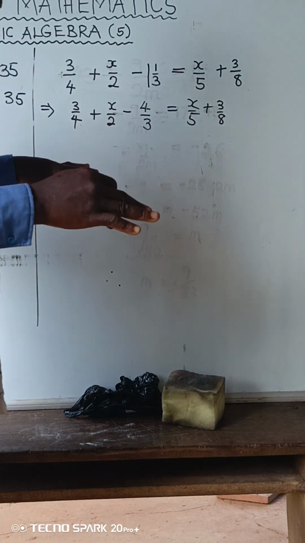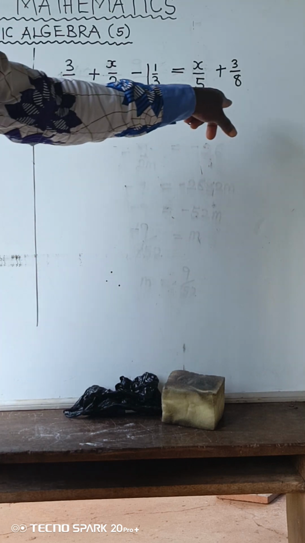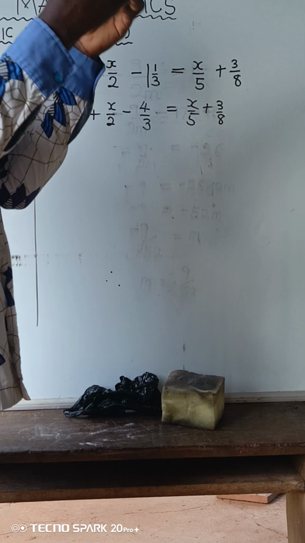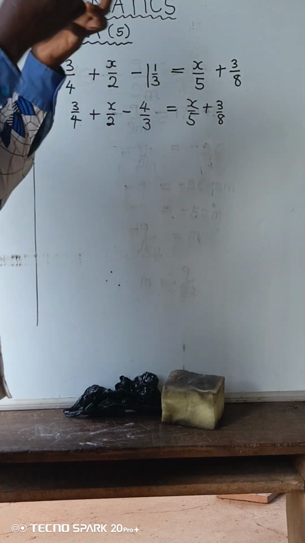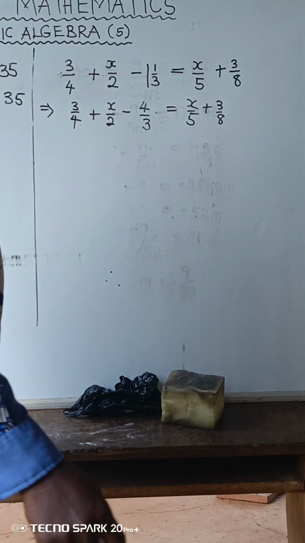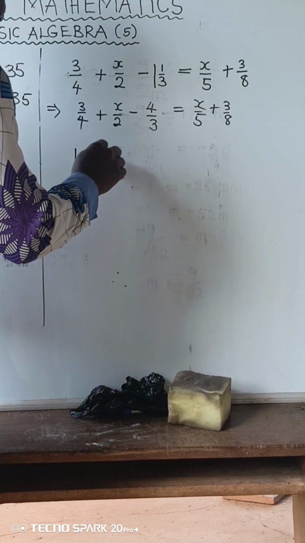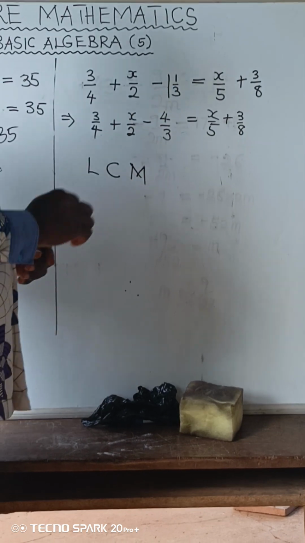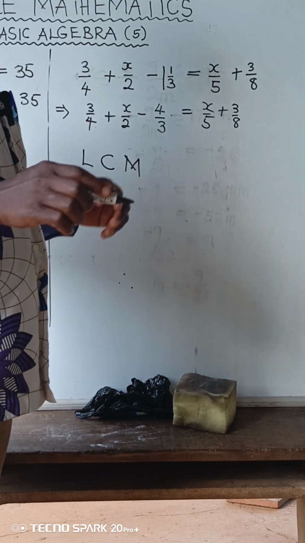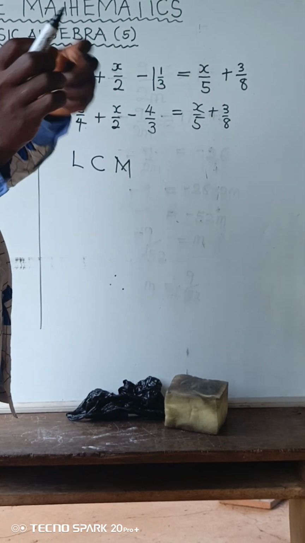Now, when you are at this level, this is what you should do. Look at all the denominators of the fractions and find the least number that all of them can divide at the same time. That is called the LCM. Somebody will say it's difficult to find the LCM, but I would like to give you a short way to find it.